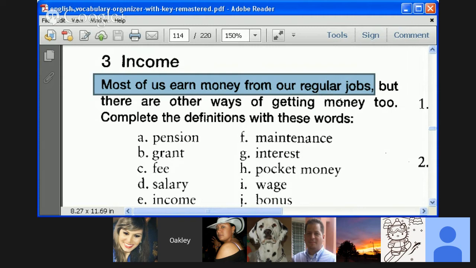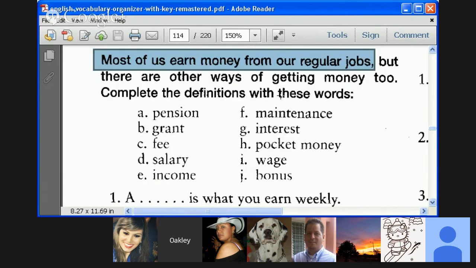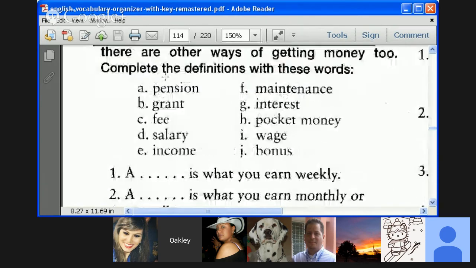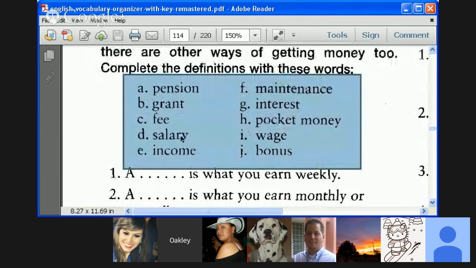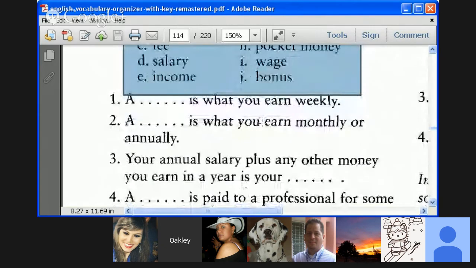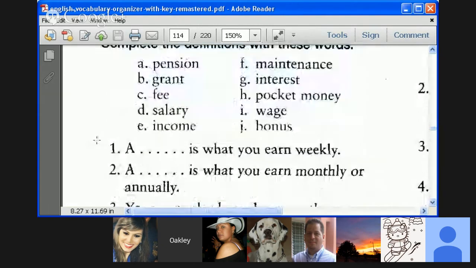Most of us, of course, earn money from our regular jobs, probably. But of course, there are other ways of getting money as well. Look at these: pension, interest, pocket money, salary, bonus. All right, words related to income. Again, more fill in the blank. All right, Javier. Number one, please.